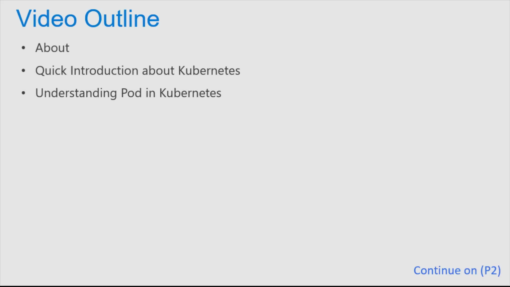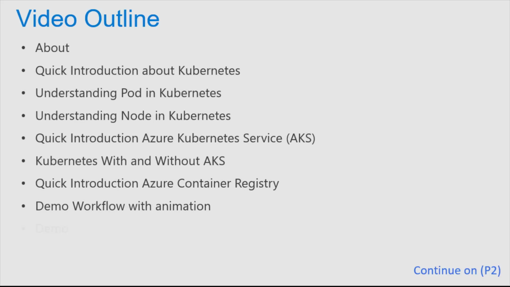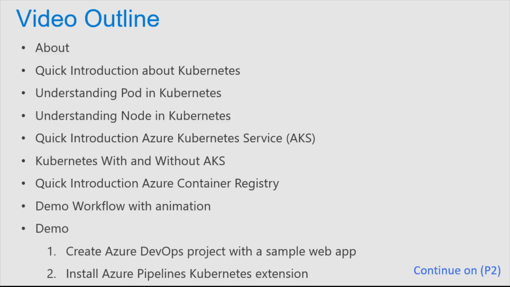So first, I will give a quick introduction about Kubernetes so we understand what is Kubernetes. Then we will understand what is the main component of Kubernetes, which is the pod, and then the node. After that, I will give a quick introduction about Azure Kubernetes Service, AKS, and how to work with Kubernetes with and without Azure Kubernetes Service. Then I will give an introduction about Azure Container Registry for those who are not familiar with Container Registry. Then we will go for what is the demo workflow.